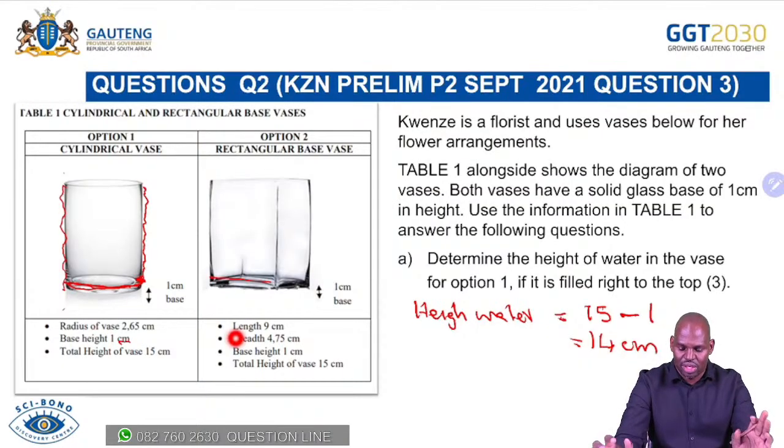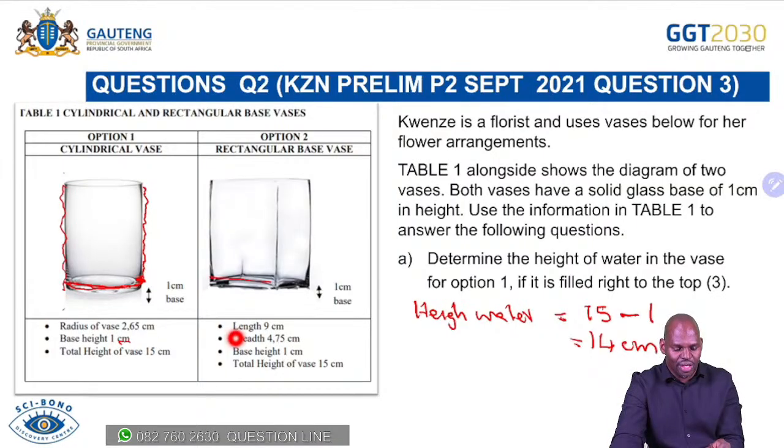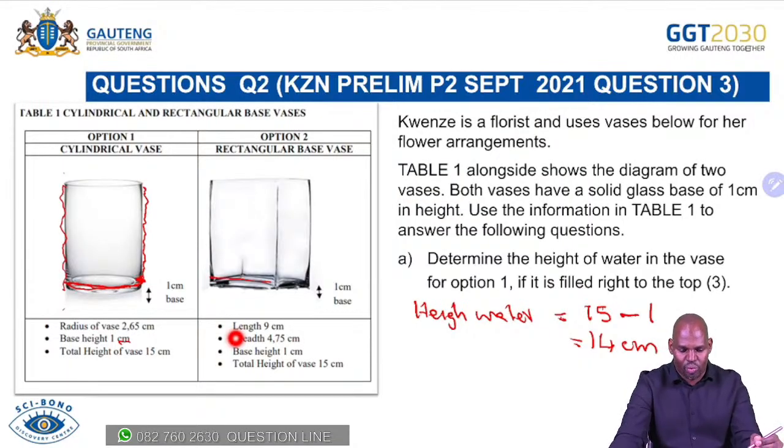Easy, boys and girls. It's just a matter of subtracting there. So it's 15, then you subtract the thickness there, which is 1 centimeter. The answer is 14 centimeters. Okay, then that's the first question.